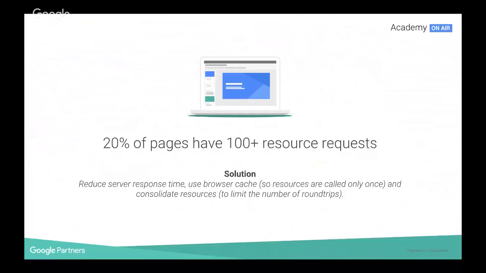So just make sure about the resource requests, and this is something, again, if you speak to a developer about, they'll immediately get it, that the lower number of resource requests you make, the faster will be your load time for the user.